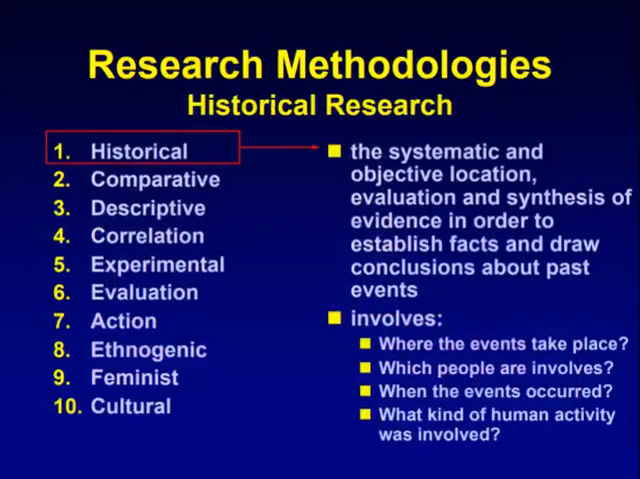In historical research methodology, the systematic and objective location, evaluation and synthesis of evidence in order to establish facts and draw conclusions about past events involves where the events take place, which people are involved, when the events occurred, what kind of human activity was involved.